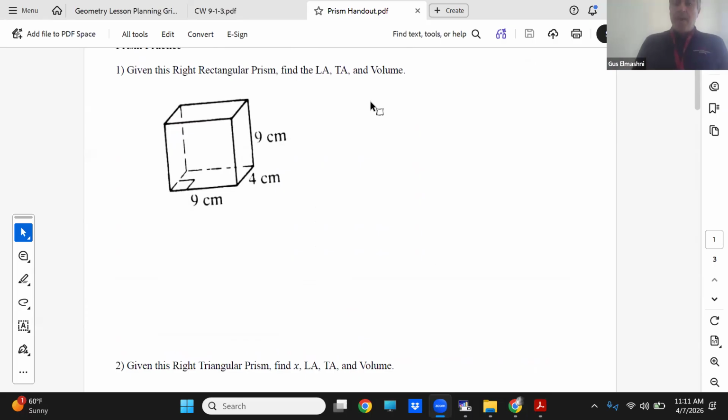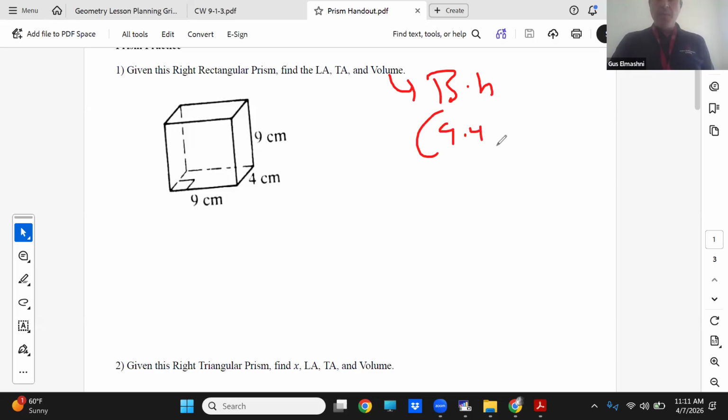So number 1, really fast. Volume, super easy. Area of base times height. That's just going to be 9 times 4. And the height's 9, of course. 36 times 9. I think it's 324 cubic centimeters.